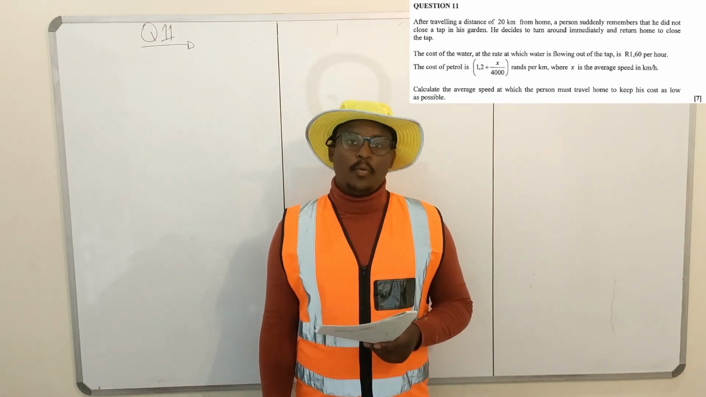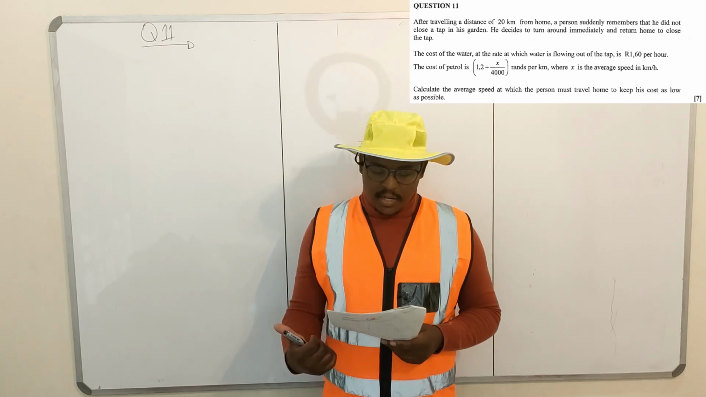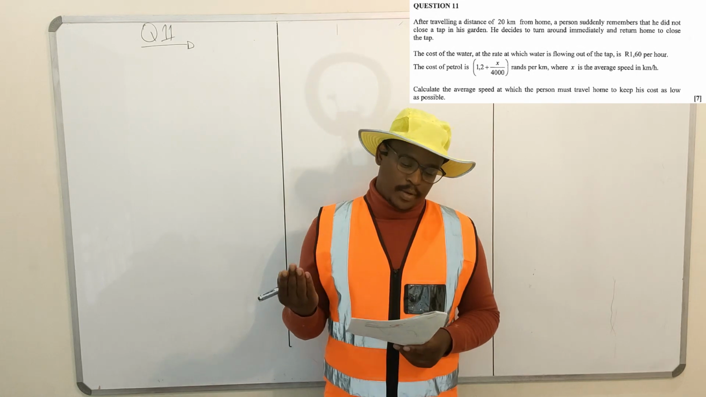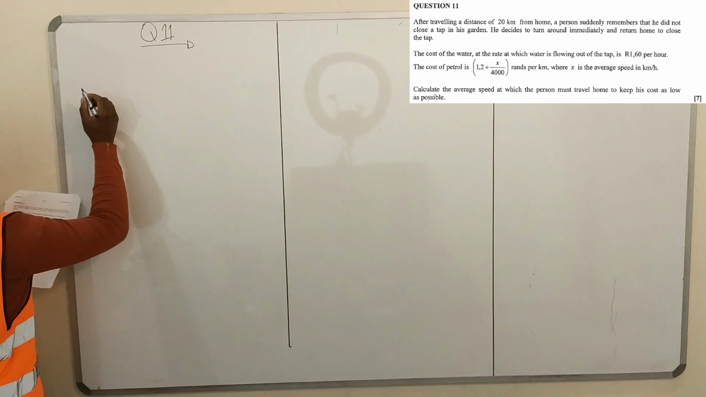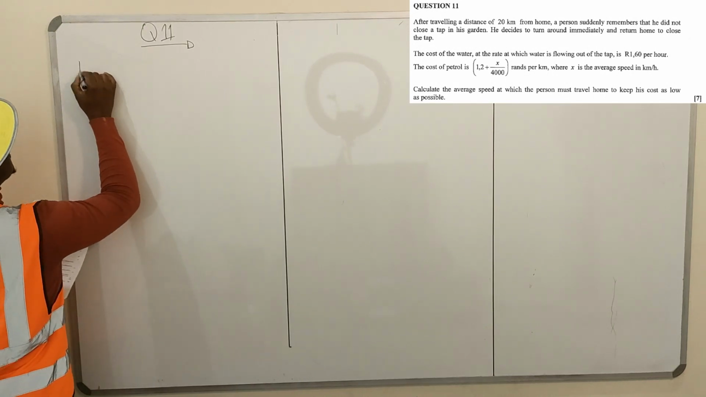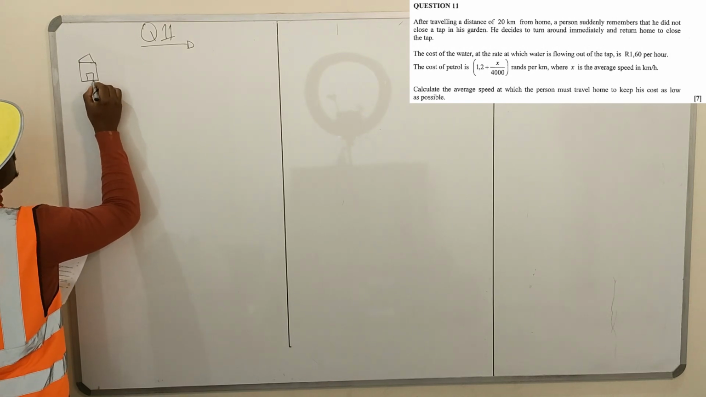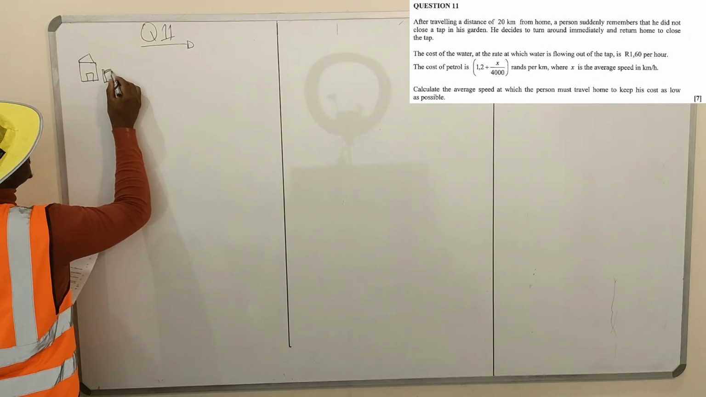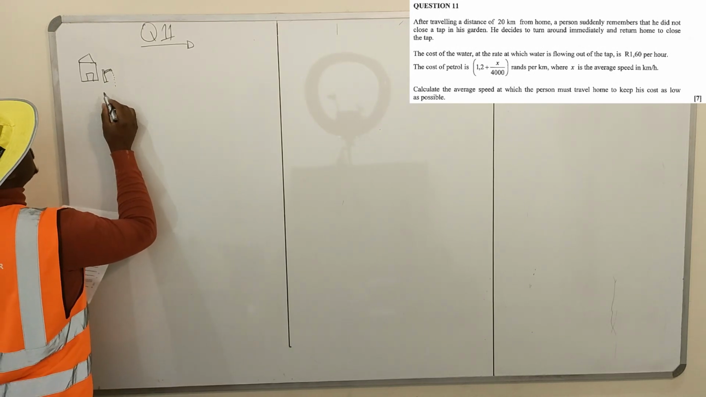So here what we're doing is optimizing. We're optimizing the cost of water and the cost of petrol while he's driving home. That's what we're doing, so I'll try to explain this. Let's say we have our home here, and we have this tap here. It's not a very nice looking tap. Here's this tap that is dripping some water.